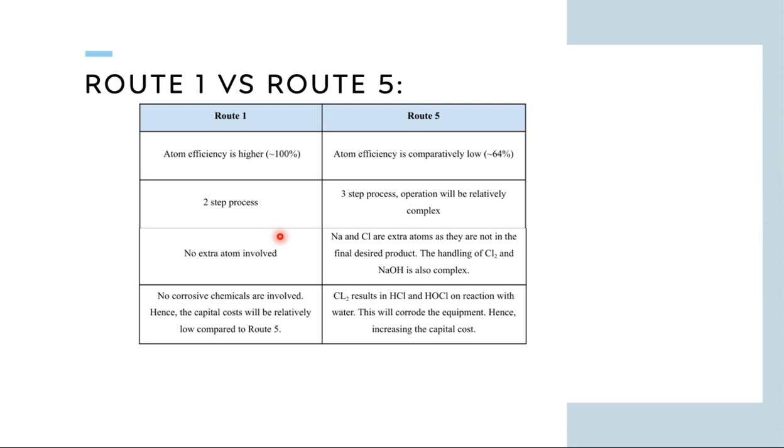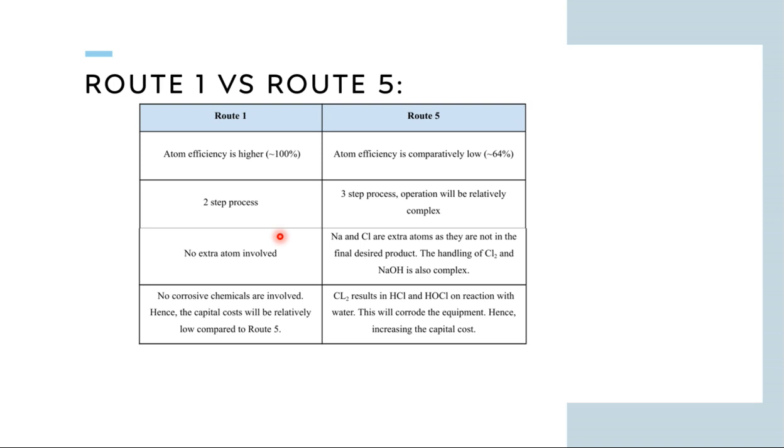And here no extra atoms are involved. Na and Cl are extra atoms, as they are not in route 1. Na and Cl are extra atoms and they are not in the final desired product. The handling of Cl2 and NaOH is also complex. Remember, when we are handling Cl2, these are the kind of gases whose leakage might give a lot of trouble to you. Similarly, NaOH is a corrosive one. So when you have a corrosive component in your plant, you need to design your handling equipment. The cost of your handling equipment and the cost of your maintenance will blow up.